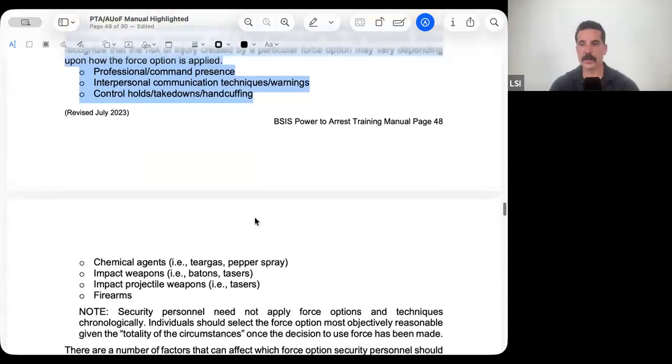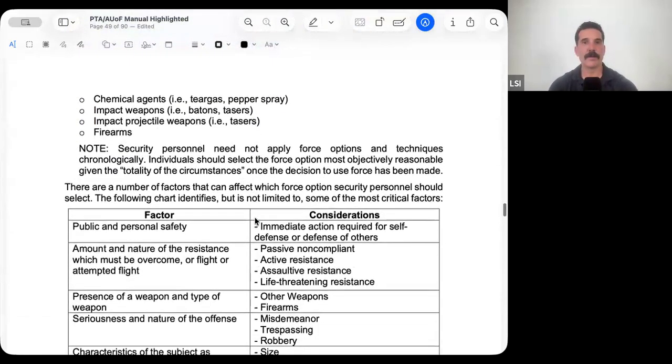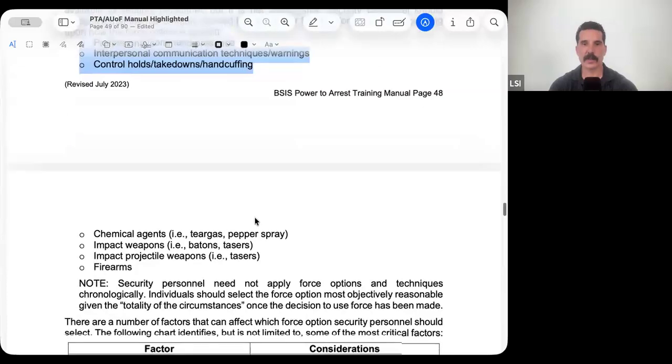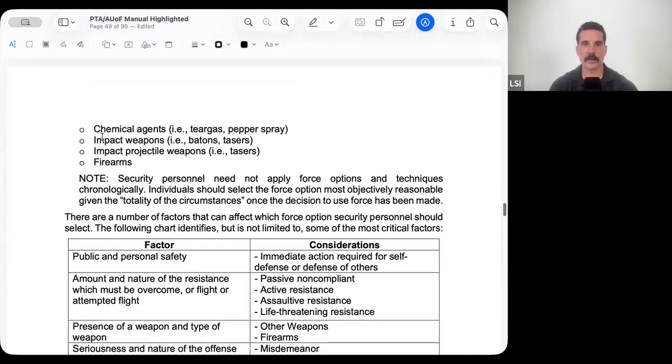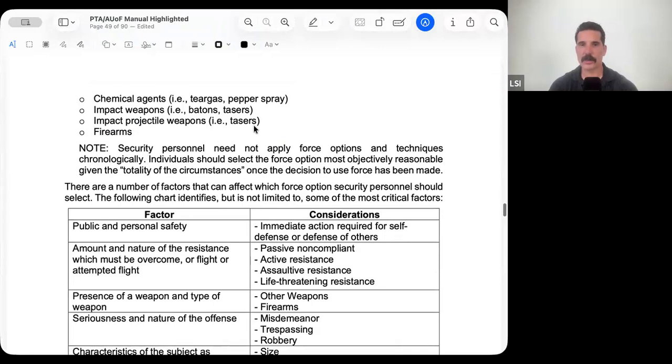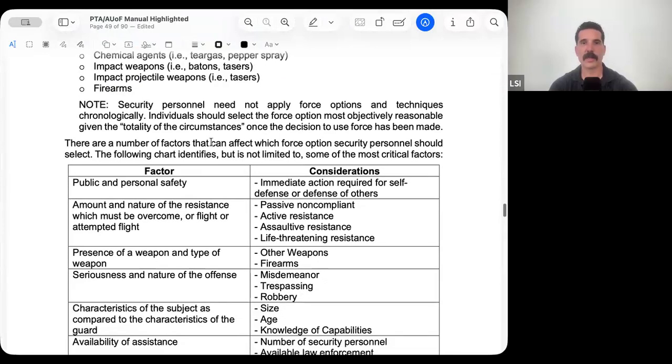All right, and then it continues. Next page, page 49. There's some more bullet points. Chemical agents, tear gas, pepper spray, impact weapons, batons, tasers, impact projectile weapons, firearms. And then it continues.